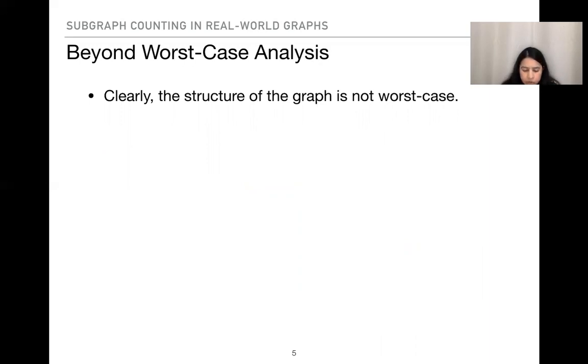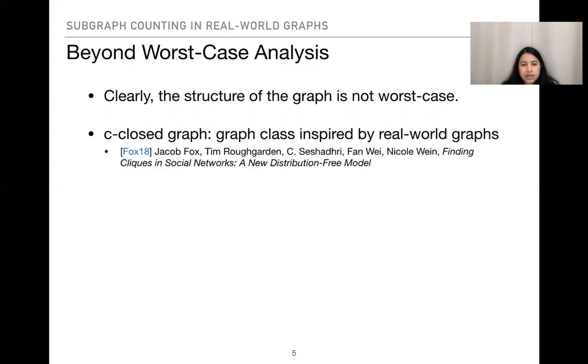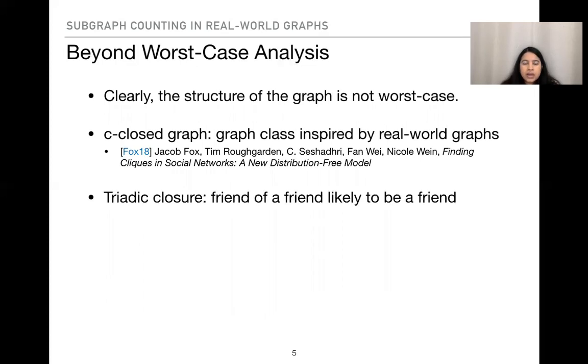So from the point of view of beyond worst case analysis, this raises the question: what structure is leading to this behavior? In order to explain this, a graph class called C-close graphs was recently proposed in 2018 by Jacob Fox, Tim Roughgarden, Seshadhri Comandur, Fan Wei, and Nicole Wein. The idea behind this graph class was to capture the notion of triadic closure, which is a property that real-world graphs show, which is that a friend of a friend is likely to be a friend.